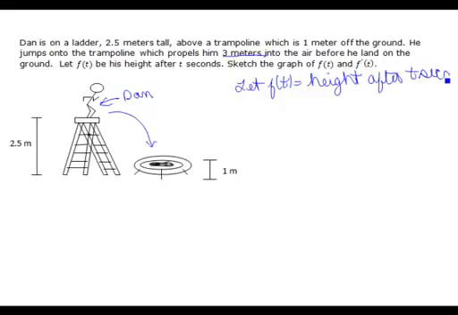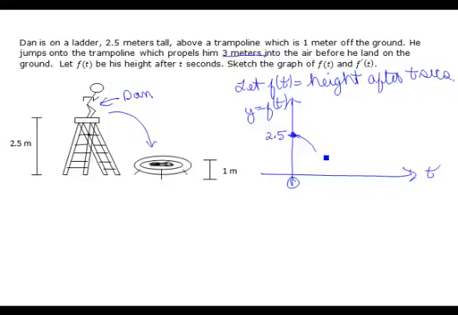Okay, so let's see if we can take a look at what this graph might look like. So this is t, this is f of t. At the start, Dan's going to be up here at the top of the ladder, so he is at a height of 2.5 meters at time 0. That's where he's starting. He's going to jump off, and his height is going to drop as he jumps, and at some point he's going to land on that trampoline, which has a height of 1 meter off the ground.